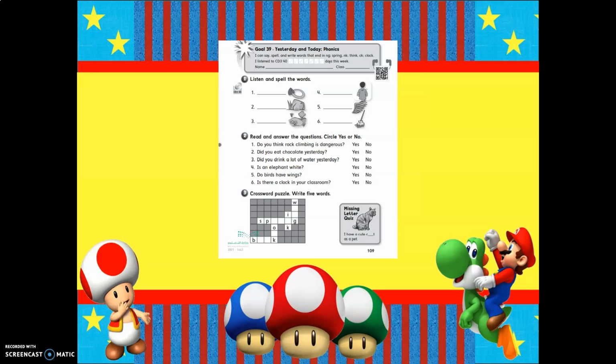Listen and spell the word. Rule 39. I can say, spell, and write words that end in NG, spring, NK, think, CK, clock. 1. Listen and spell the words. 1. Ring. Did you say R-I-N-G? 2. Rock.